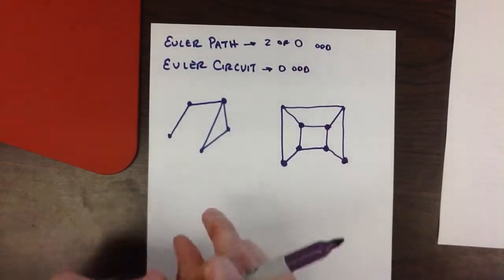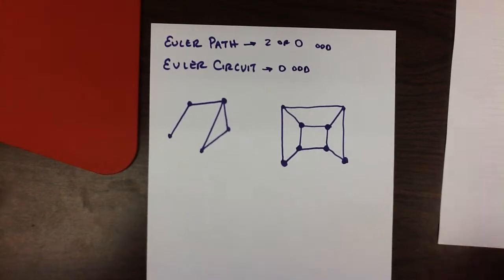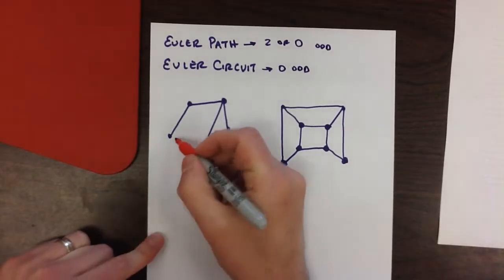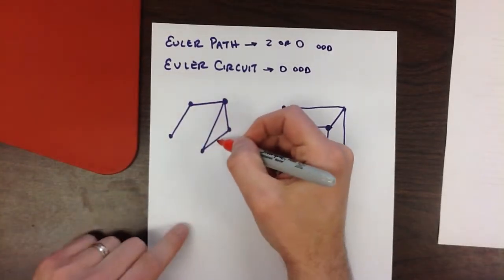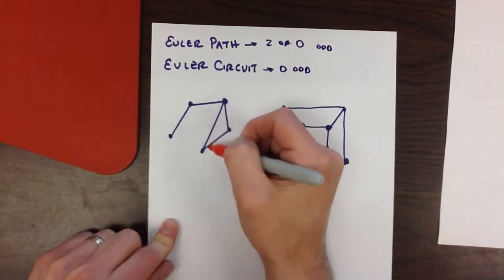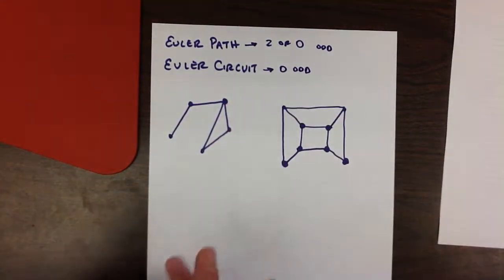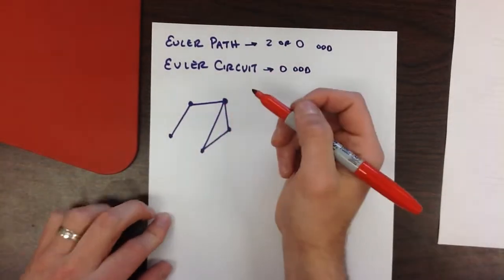So in order to tell, what we need to do is first look at the vertices that we have. The vertices are the different corner points on a graph. The edges are all of those segments that connect one or more vertices.